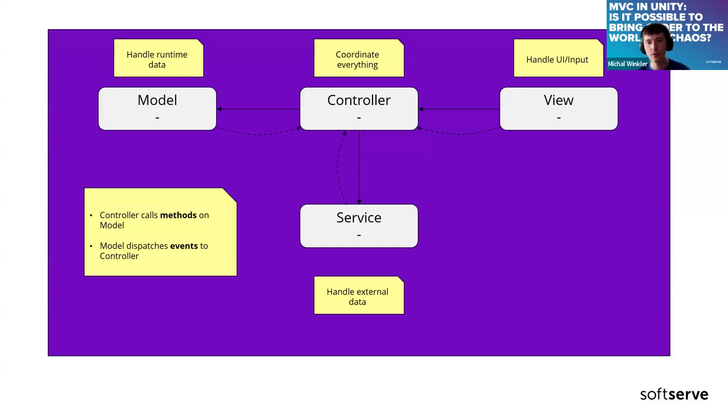MVCS starts with the separation of concerns. Let's recap. The model handles the runtime data. The controller sits in the middle and coordinates communication. It also contains most of the game logic. The view handles the UI and input from the user, as well as rendering out graphics and audio. And the service layer handles any external data calls. For example, if your game collaborates with a backend system for submitting high scores.